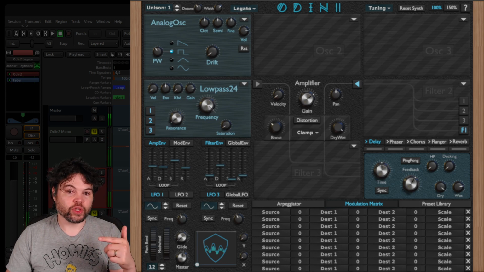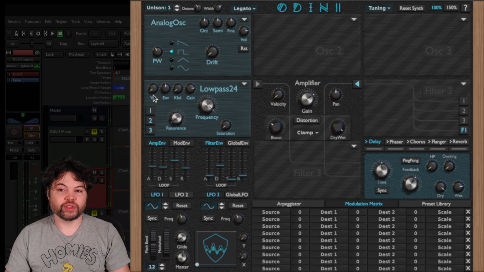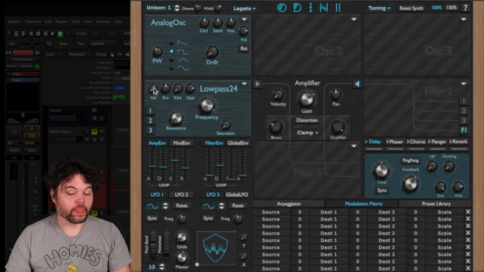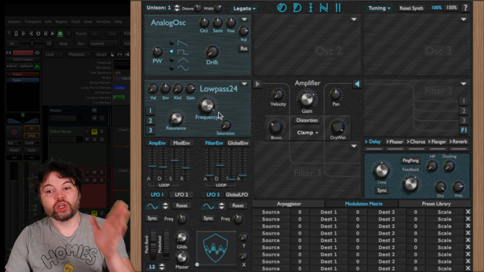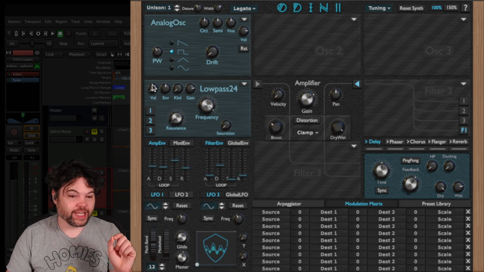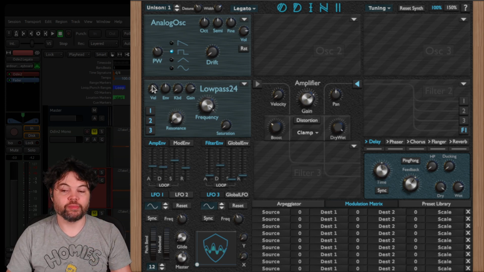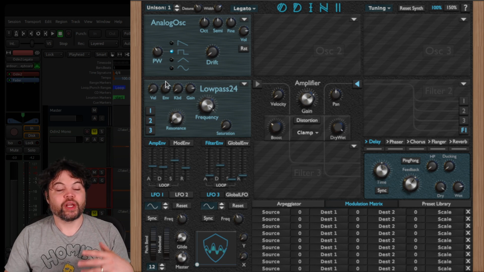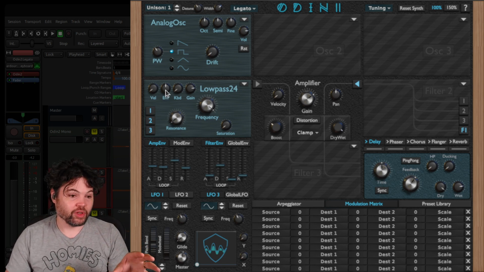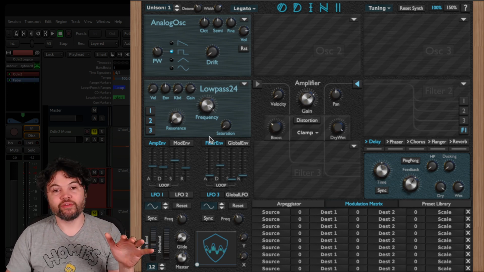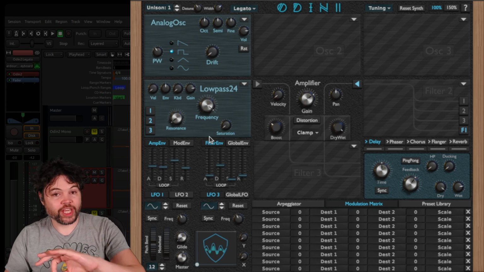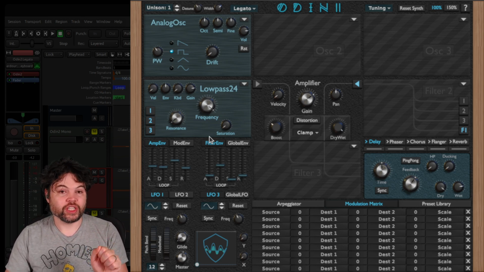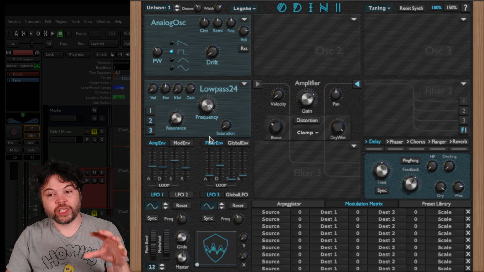So what are the controls on the filter? The controls on the filter are first velocity. This is how velocity sensitive the filter is, and I will go into some detail about what that means, but that's an important parameter for expression when playing. The next parameter up here is envelope amount. Remember that I mentioned there is an amplifier envelope. Well, there is a dedicated filter envelope which behaves just like the amplifier envelope, but instead of adjusting the gain on the amplifier, it is adjusting the frequency of the filter, which we shall get into.